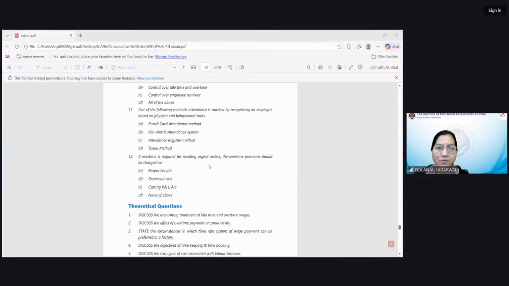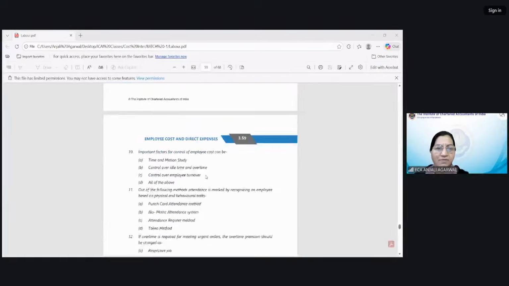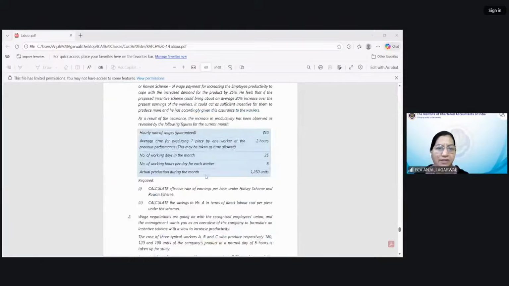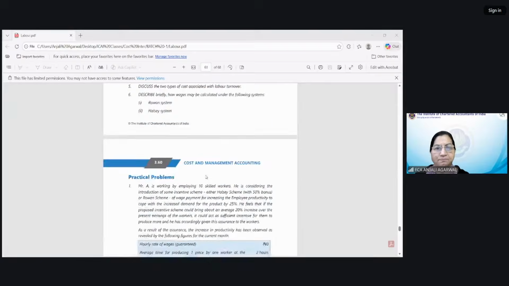Last, if overtime is required for meeting urgent orders, the overtime premium should be charged as urgent orders. It's on request of the customer. The answer should be A, right? So yes, Arun, Lohit, Gayatri, good. So these were the objective types, and we have very few, 2, 3 questions only, practical problems. I'm sure you will be able to manage them.